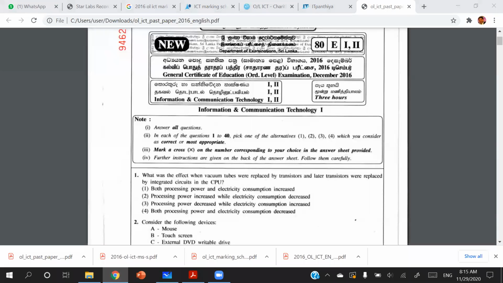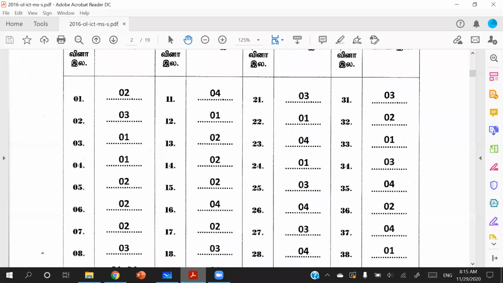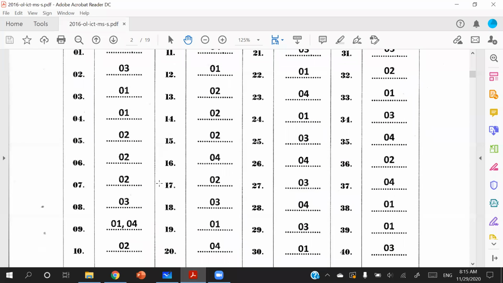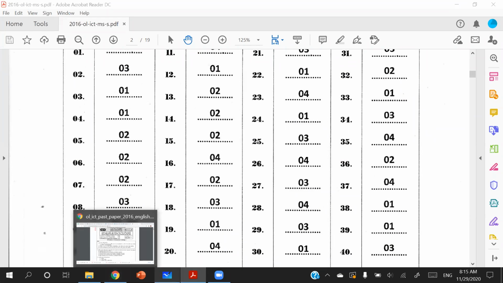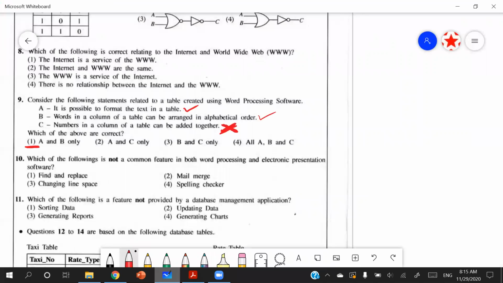Okay, let me confirm it again. Yeah, for the 9th, 1 and 4. All right. And the 10th one, which of the following is not a common feature in both word processing and electronic presentation software? Find and replace.